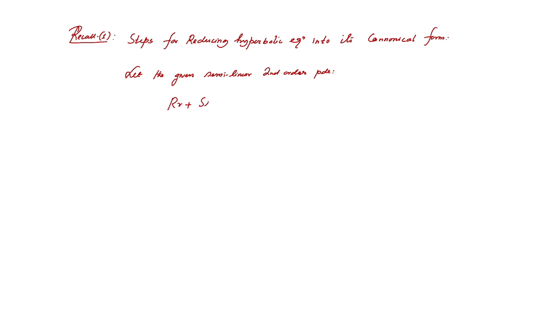Rr plus Ss plus Tt plus f of x, y, z, p, q equals to 0, be hyperbolic type. That means here s square minus 4RT, that discriminant, this is basically greater than 0. That means we are doing the case 1. Case 1 নিয়ে কাজ করছি.